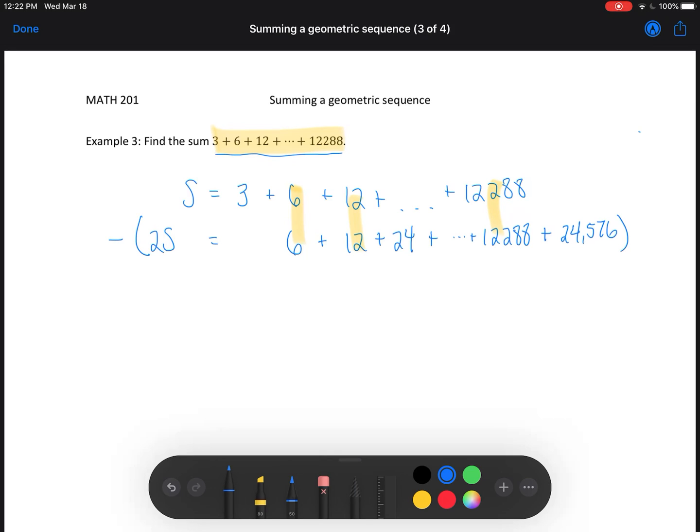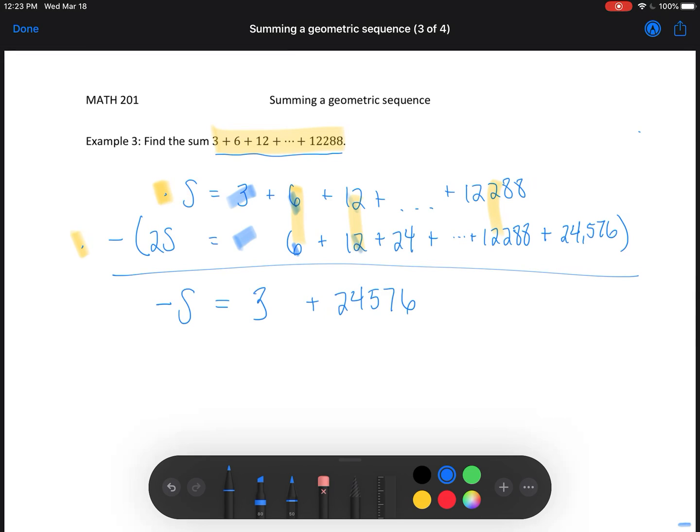So we're taking this original S and subtracting 2S from it. What does that leave us with? Clearly S minus 2S is going to be negative S. Moving left to right, 3 minus 0 would still be 3. Then 6 minus 6 goes away to 0. Likewise, 12 minus 12 goes away to 0. So the only thing left is the very last term, which is the 24,576.